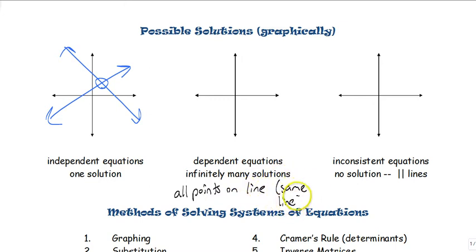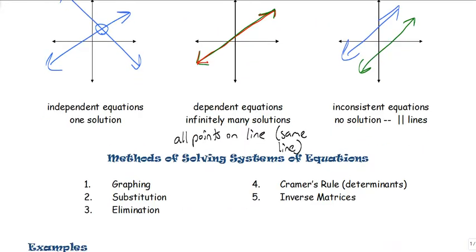So if I gave you two of the same lines, if I have this line here and I have this line overlapping it exactly, all points on the line will work for both those equations. And then finally we have inconsistent equations, which basically means we have no solution. We have parallel lines. So here's one line and here's another. They will never intersect, so we cannot have a solution.